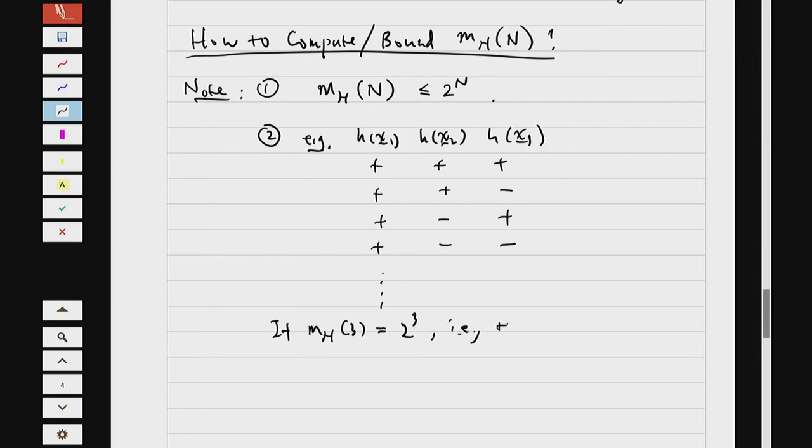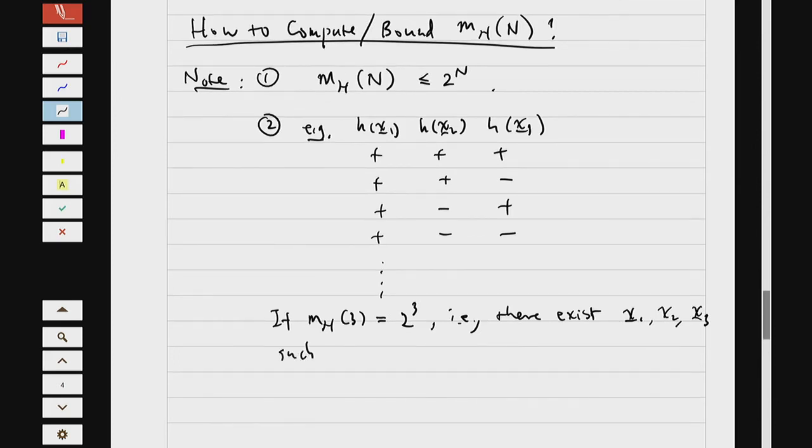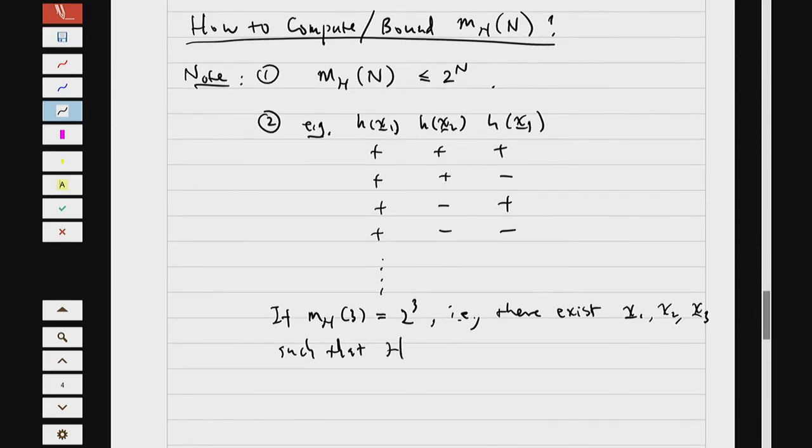In other words, there exist x1, x2, and x3 such that, because m_H is the worst case, right? So you must have one case for this to happen, for one case of the location x1, x2, x3, such that H can generate all 8 cases. Suppose that's the case. So all of them are okay.